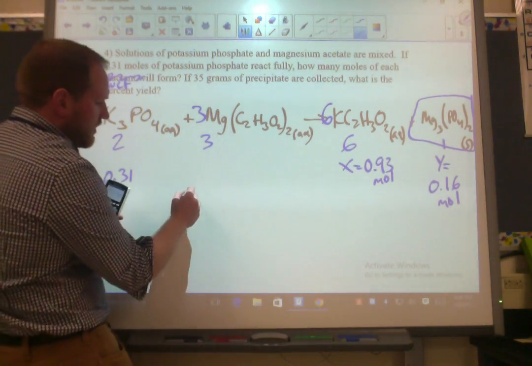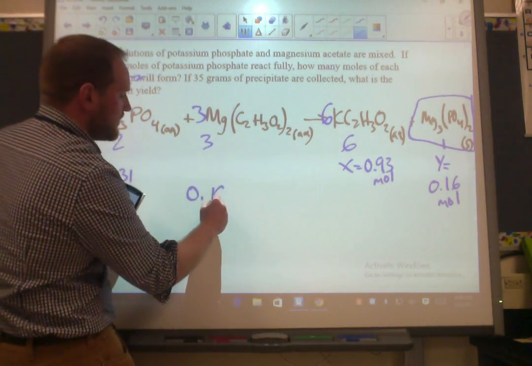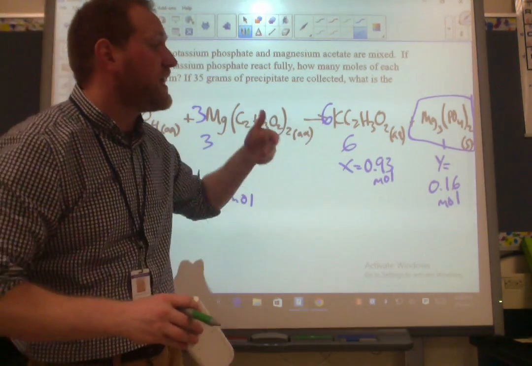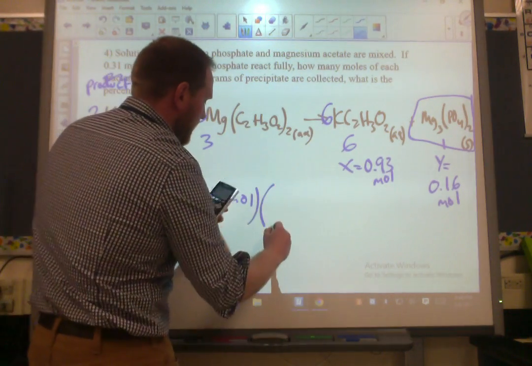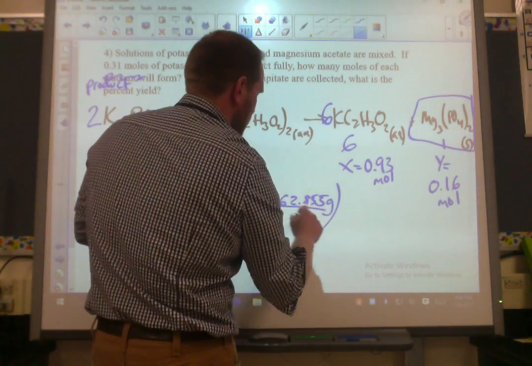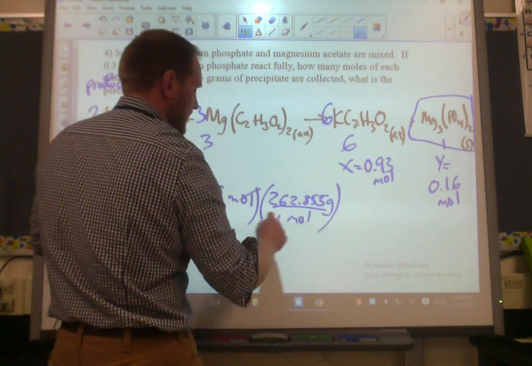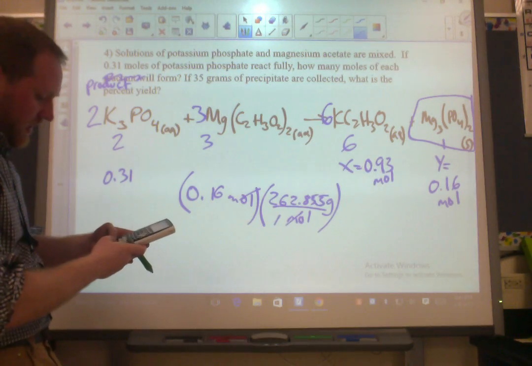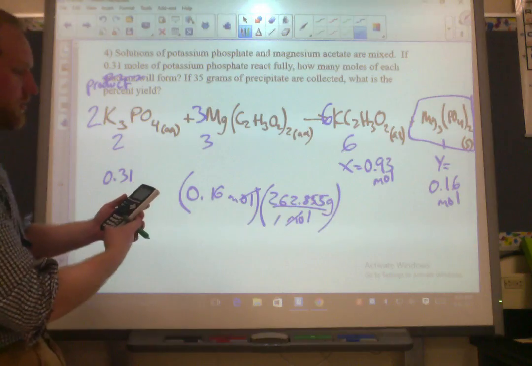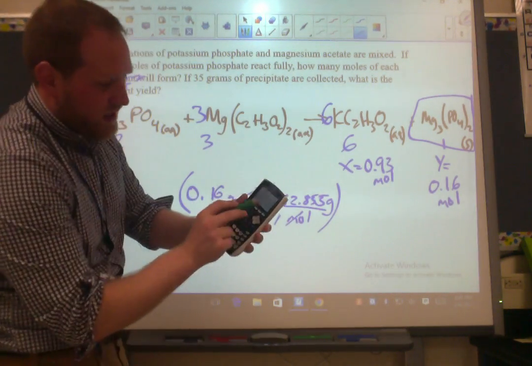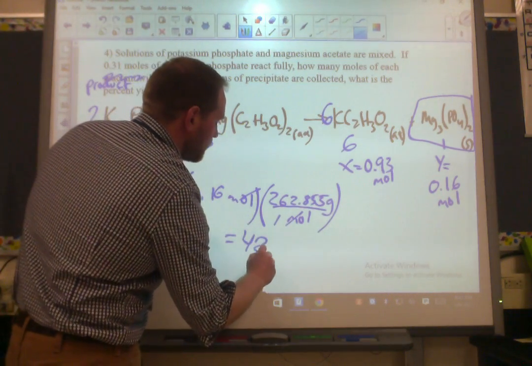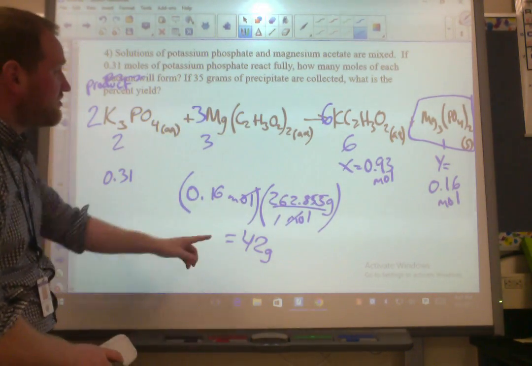So let's work it out. 0.16 moles. Again, that's the theoretical yield. That's how many moles I should get in theory. Times 262.855 grams per 1 mole. Cancel, cancel. Let's see what we get. Hopefully this one works out better than the last one. It looks better. So, in theory, I should get, according to my math, with 2 sig figs, 42 grams. 42 grams of precipitate.